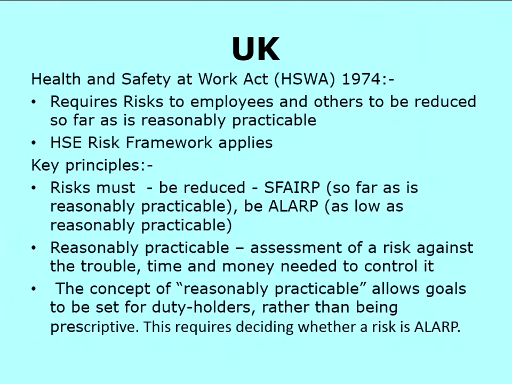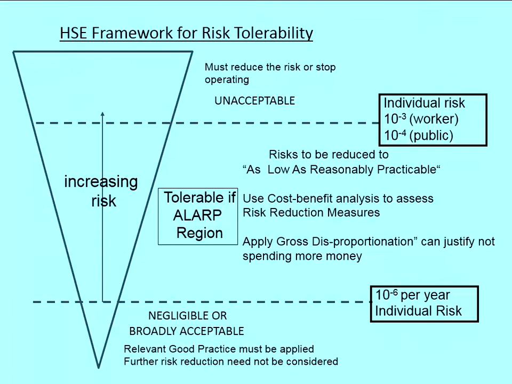Okay, and obviously as soon as you start quantifying risk, things start to get emotive because people think, well, you know, the risk should be 0. And in the UK, an unacceptable risk is one which is 1 times 10 to the minus 3 to a worker, or 1 times 10 to the minus 4 to a member of the public.